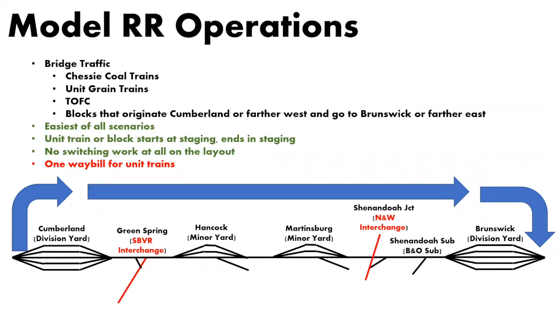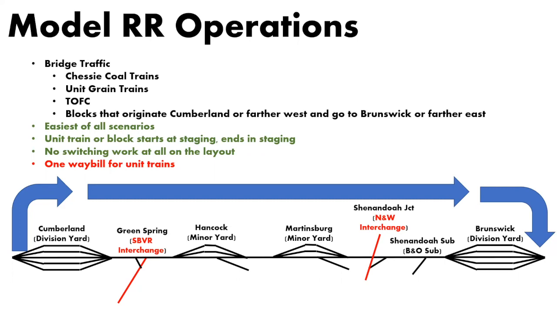All right, so just a couple last slides here on model railroad operations and how do you use this system. We talked about unit coal trains, unit grain trains, trailer run flat car for my part of the railroad. None of those things stop on my railroad. They start either east or west of Cumberland, and they end either east or west of Brunswick. They just go from the extremes of the railroad.